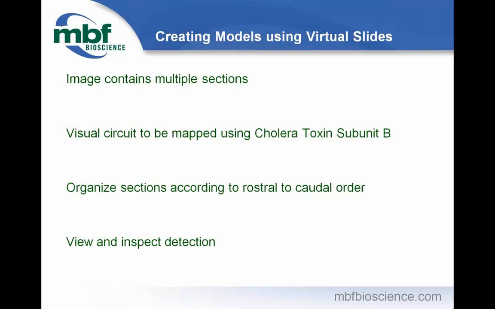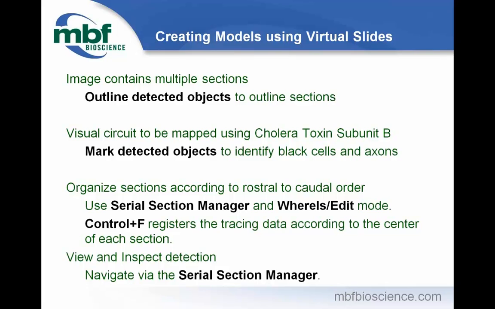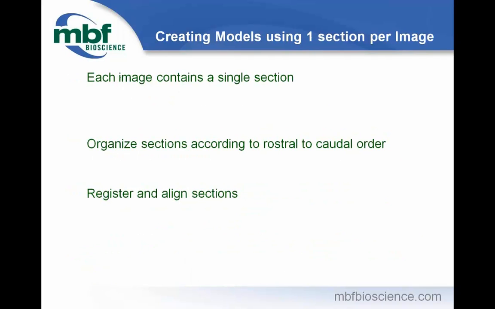I showed you how to organize those sections according to the rostral caudal order using Serial Section Manager and a combination of where is and edit mode. And in version 11, you can use Control F to register the tracing data according to the center of each section. We viewed and inspected the data, and we navigated between those sections using the Serial Section Manager. So let's move on to the second demo.